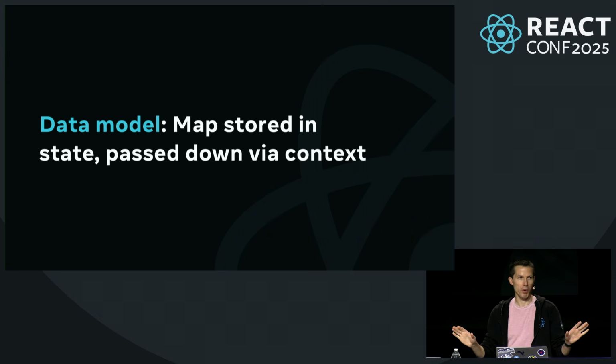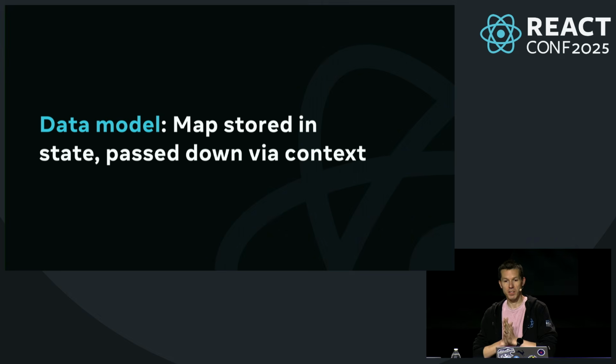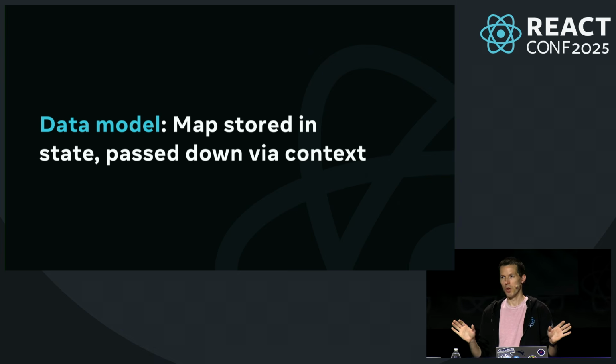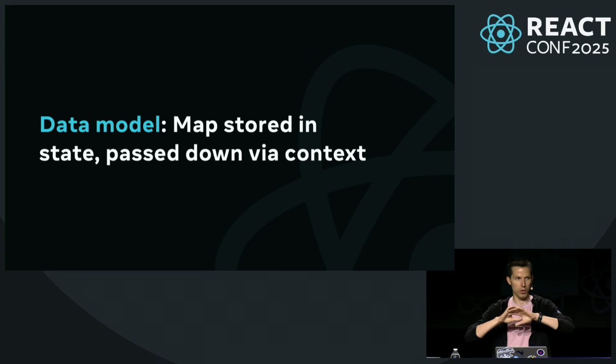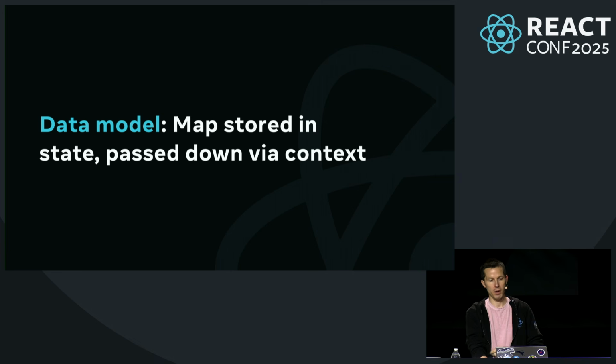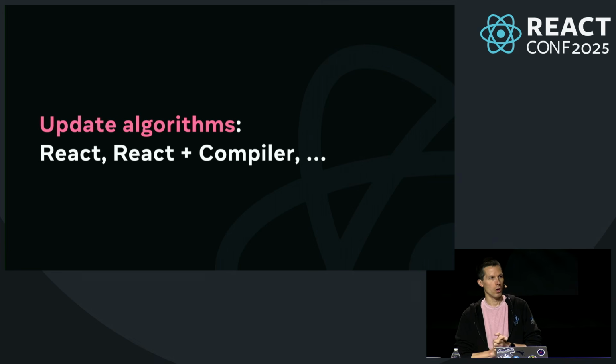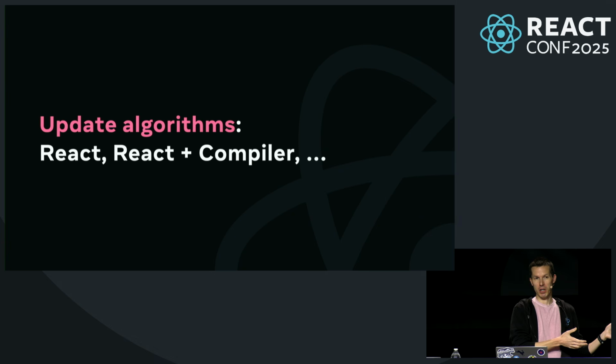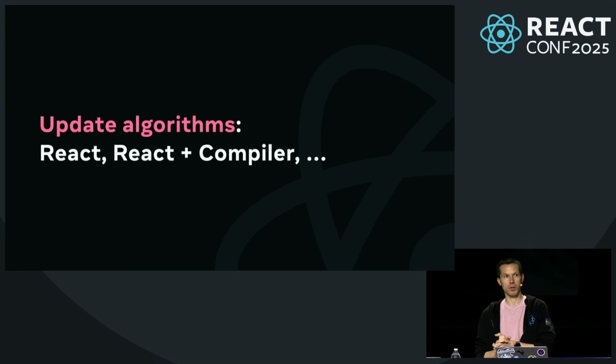Okay, so that's our data model. As we can see, this is basically a giant stress test for state and context as the representation for all your data in an app. How fast can we make it? So this is the variable part of our experiment. So we chose to experiment with different update algorithms given the same data model.